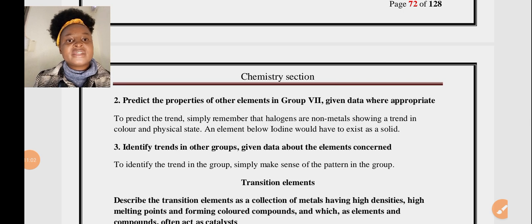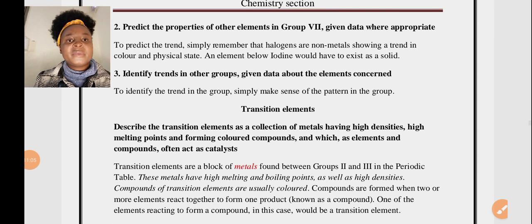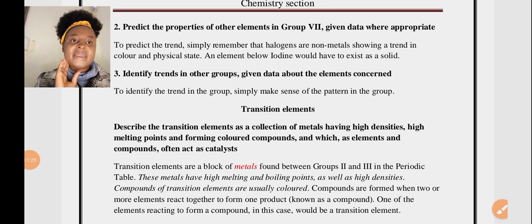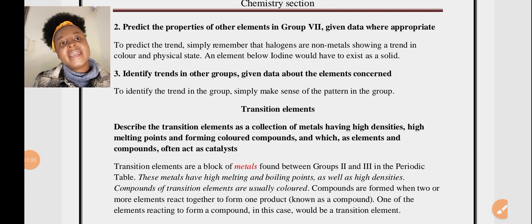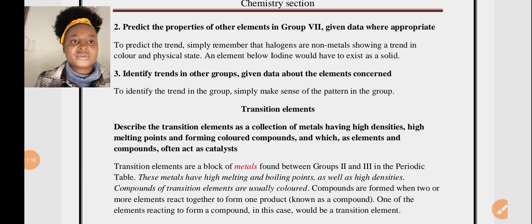So now we want to predict the properties of other elements. To predict the trend for group 7 elements, we need to remember that halogens are non-metals showing a trend of color change and also the physical state. An element below iodine would have to exist as a solid as well.